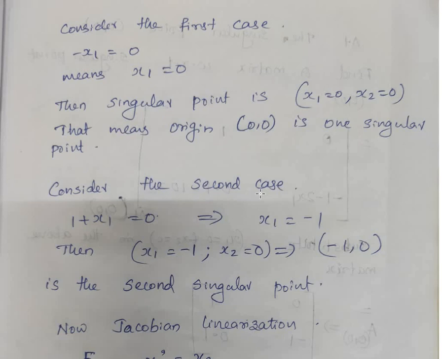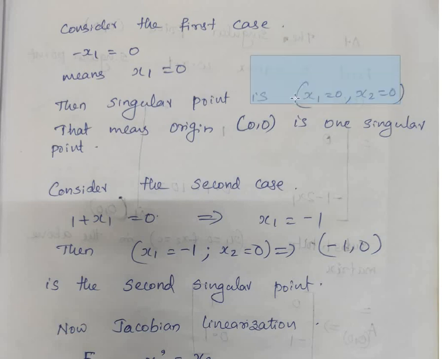Since there are two conditions, first we are considering the first case, that is minus x1 is equal to 0. What do you mean by minus x1 is equal to 0? That means x1 is also equal to 0. Then our singular point is x1 equal to 0, comma x2 is equal to 0. So, x2 is equal to 0, that we got from the first state equation while substituting x1 dot is equal to 0. That condition is not changing.